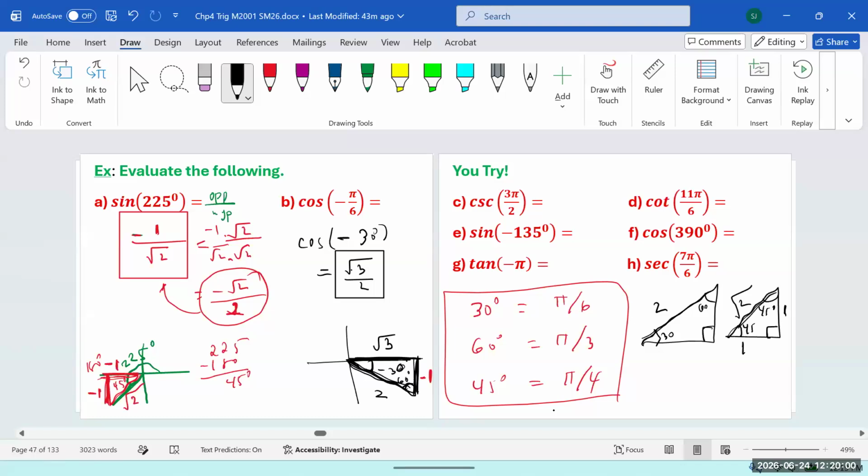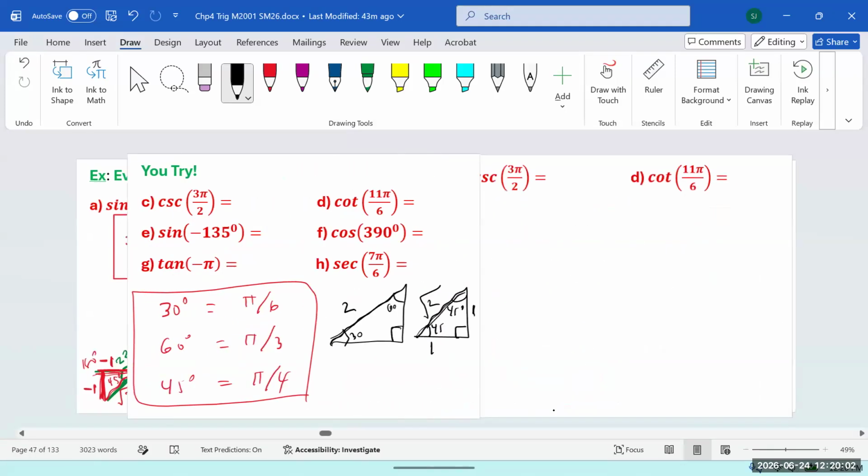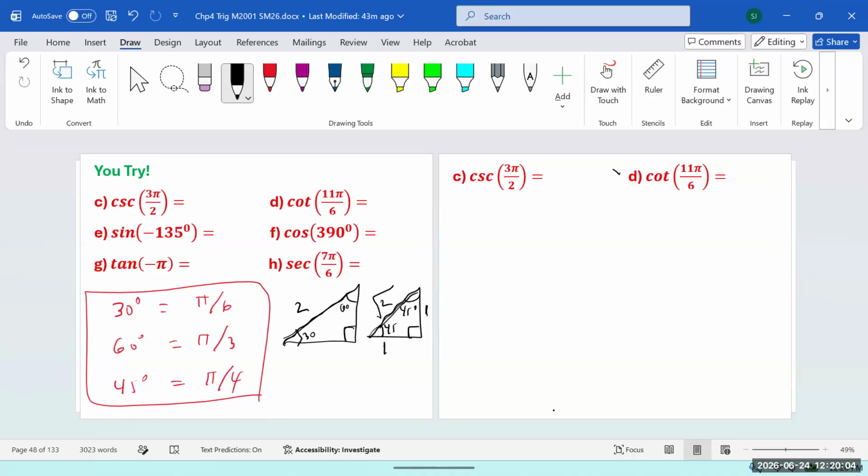Now let's do one with big pi, 11 pi over 6. Let's do this together, and then the rest, you can work with your neighbors. So 11 pi over 6. I have no idea why 11 pi over 6.